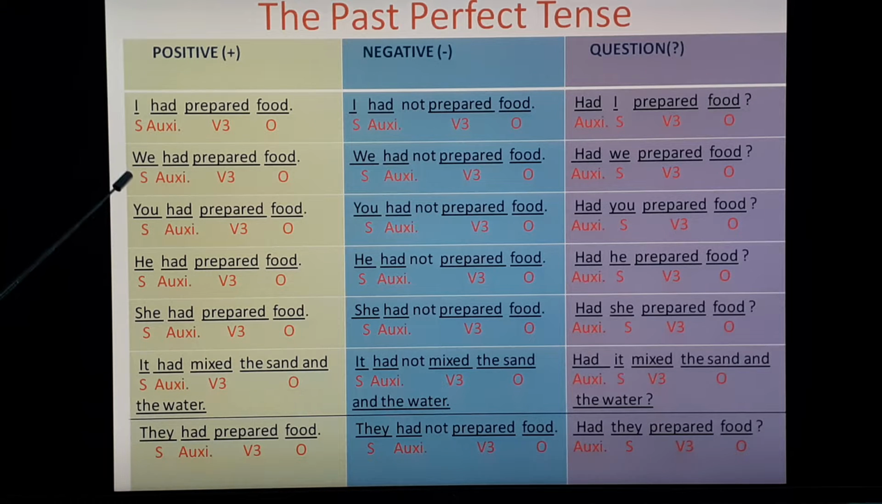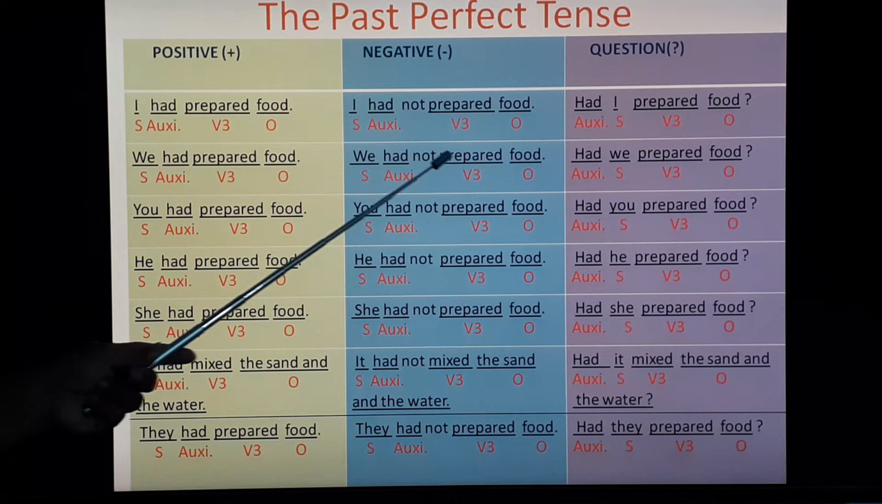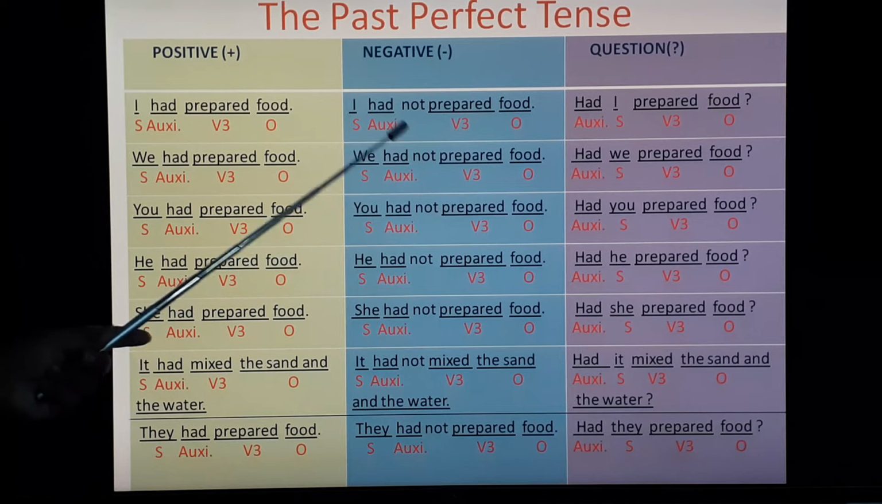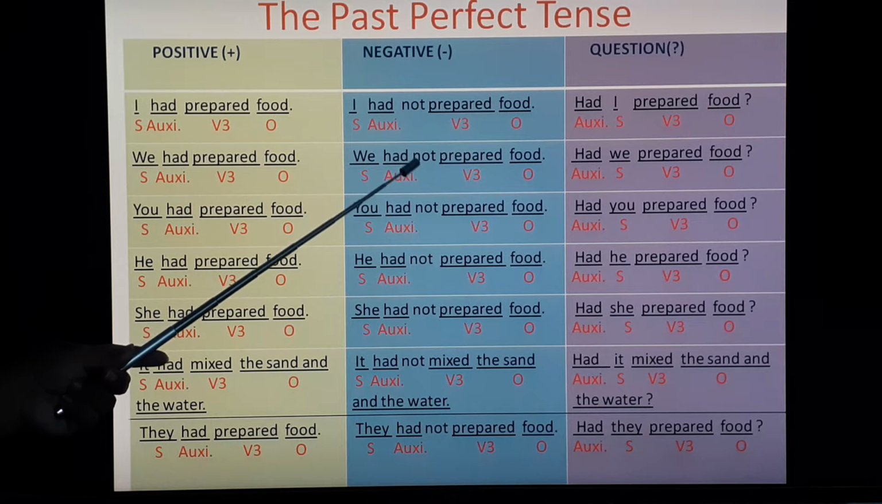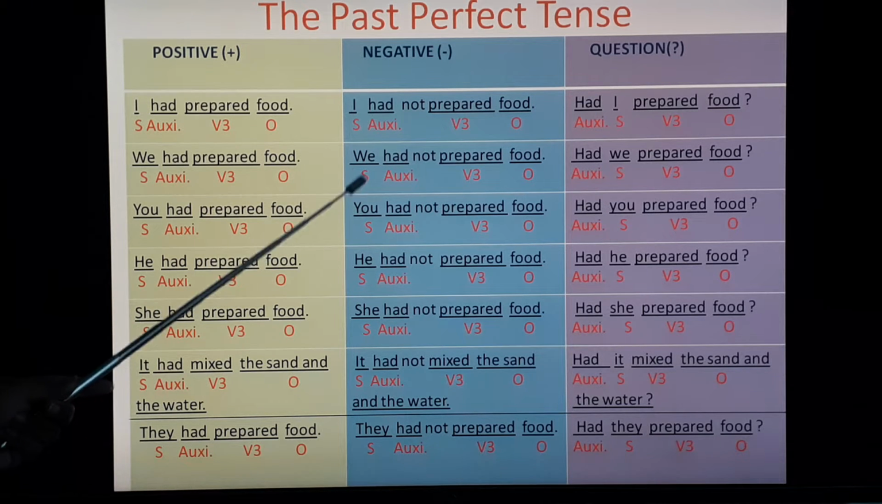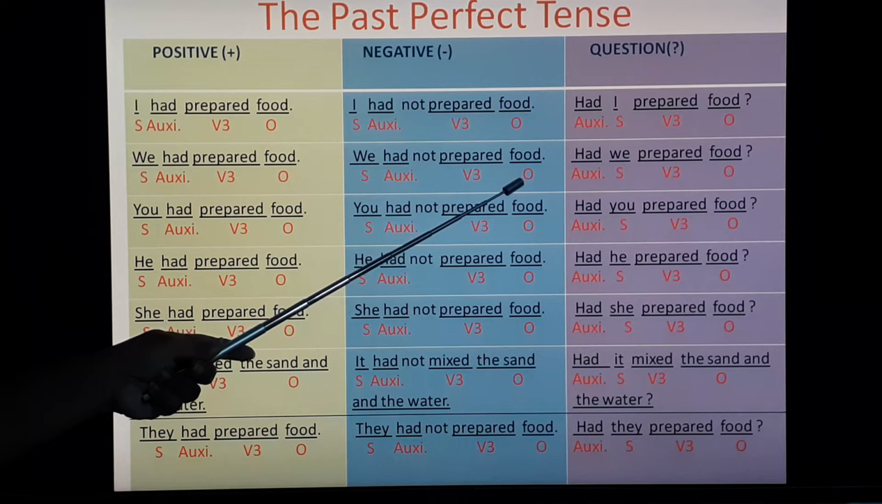We, so first person plural, we. We had prepared food. We subject, had auxiliary verb, prepared V3 form, food, an object. Now come to negative formation. We had not prepared food. So here where to put not? Immediately after auxiliary verb you have to write not. We, that is the subject, had auxiliary, prepared V3, food, object.